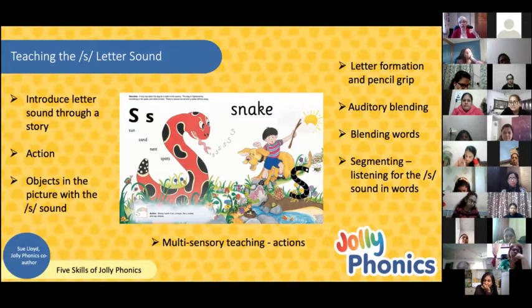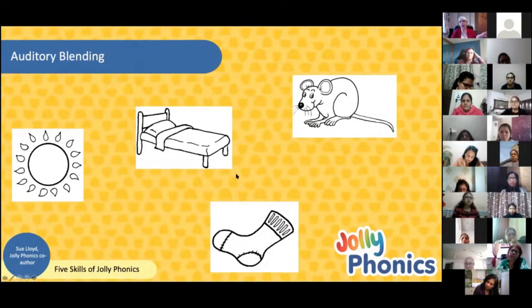So here we are. We've got a multisensory way of teaching with the actions. And we also, when we get to the blending, that keeps them busy with the formation. We actually show them how to form the letter with their hand. So all very helpful. Let's see a bit more. That's auditory blending. If you want to do it with a few little pictures, that's just fine.